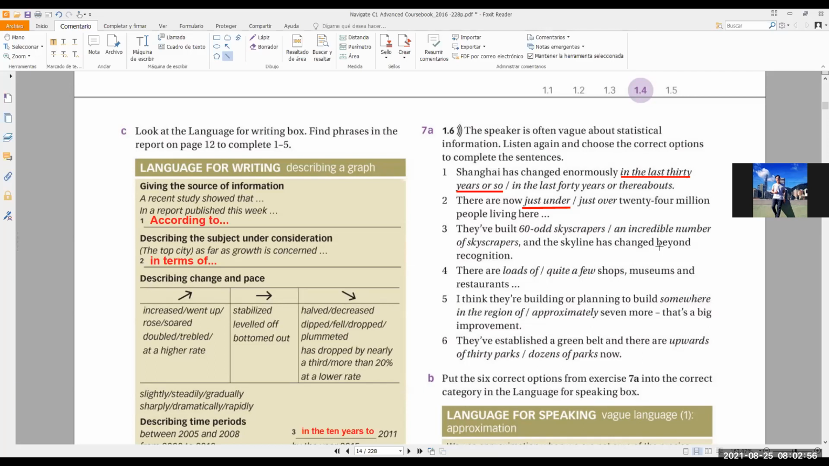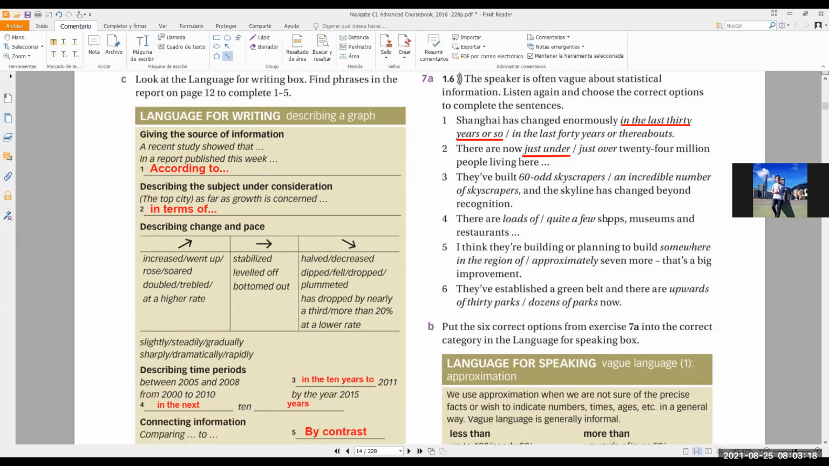Can you imagine that, guys? 24 million people living in a city. That's almost like half the population of Colombia living in one single city. That's just nuts. That's just unbelievable. But there you go, guys. Just under, to say that it's a little bit less than a certain number, or just over if you want to say that it's a little bit more than that.